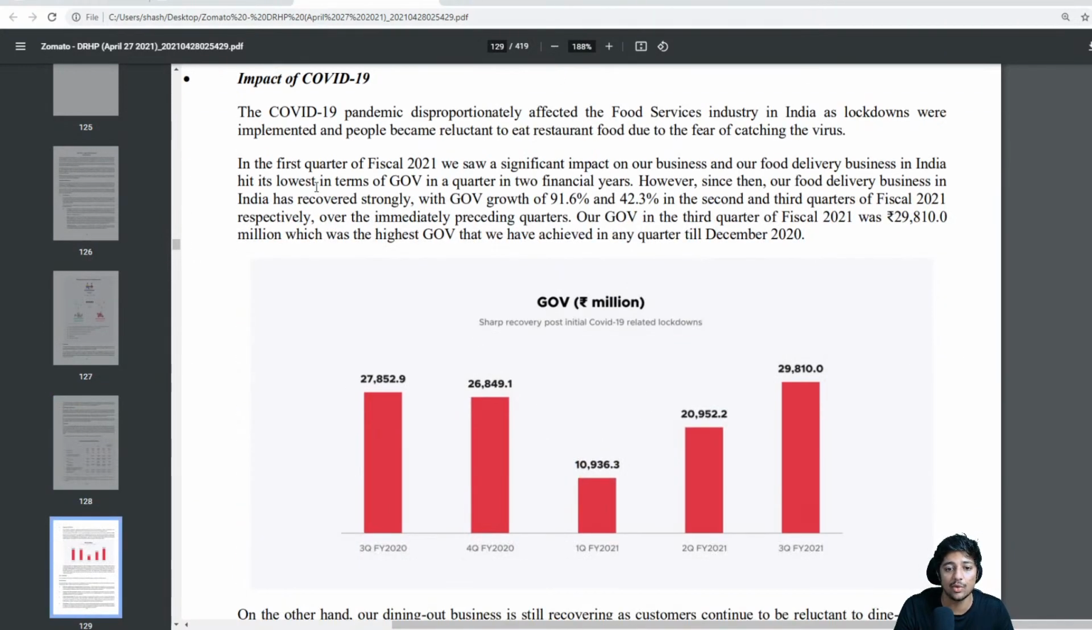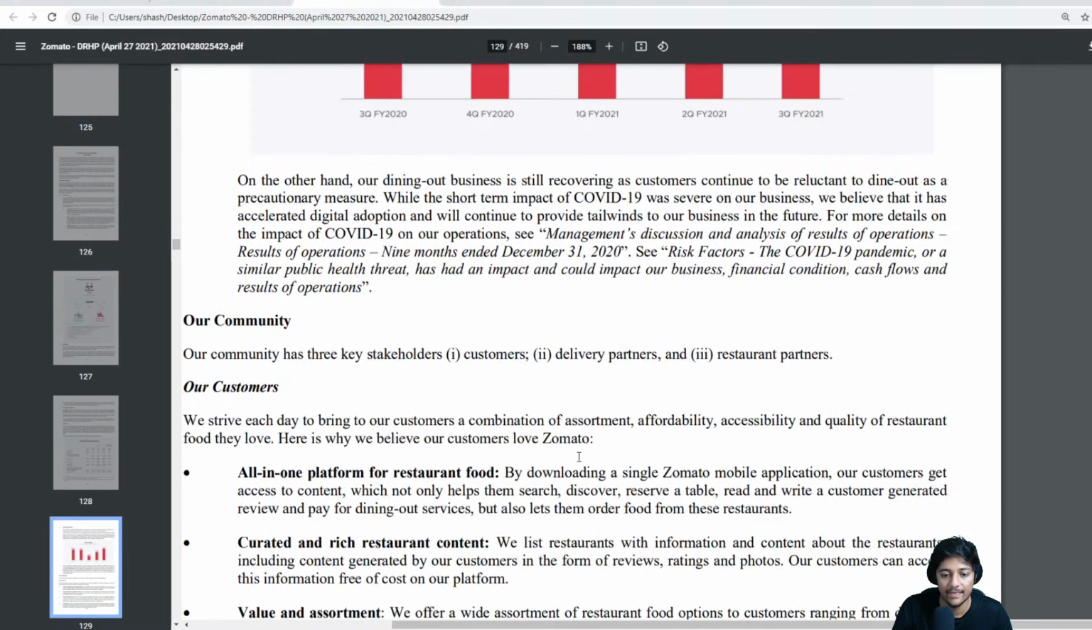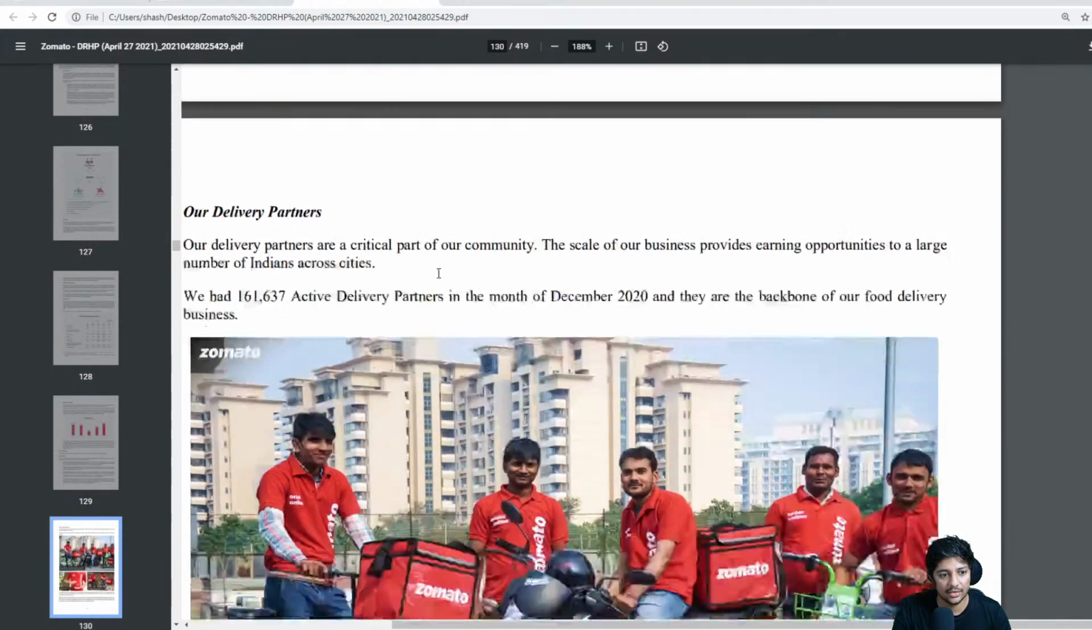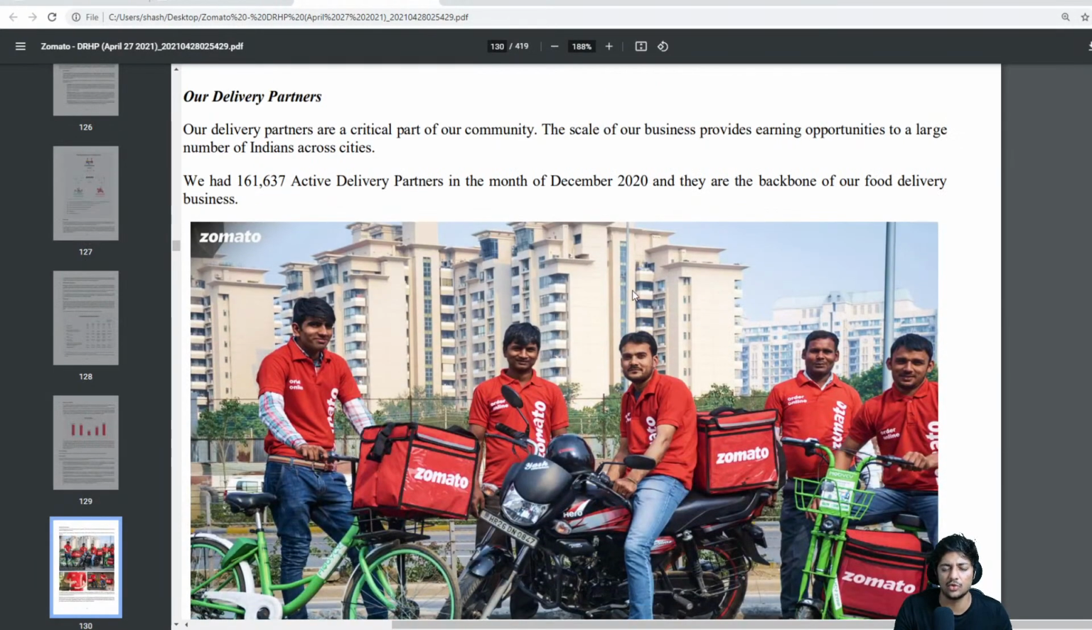Then they also tell you what happened when COVID was there, what happened to the gross order value when COVID had happened. They'll show you the food delivery business has recovered strongly, with GOV growth of 91% and 43% in the second and third quarters, how they've grown. Look at this drop that you see right now here, which is because of the COVID drop. Then you go down, you see all the other things. Then you keep going down, you'd see all these things, so much information.